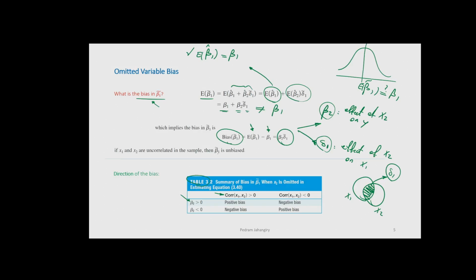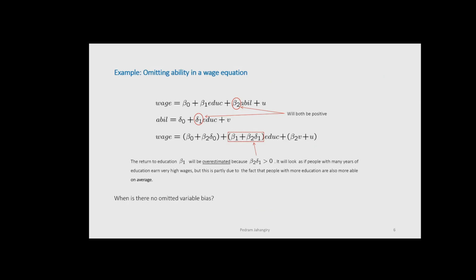So for instance, if beta 2 is positive and correlation is positive, we have a positive bias. If beta 2 is positive and correlation is negative, we have a negative bias. If beta 2 is negative and correlation is positive, we have a negative bias. If beta 2 is negative and correlation is negative, negative times negative is positive, right? So the direction of the bias is very important. Now let's use one real world example, and hopefully everything is going to make sense. And I will tell you what I expect you to take away from these slides.